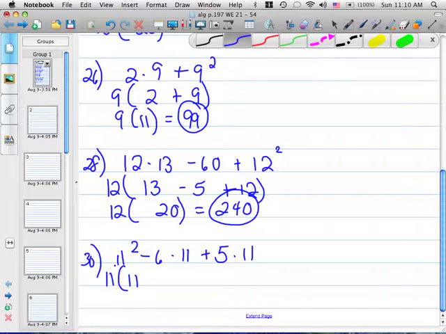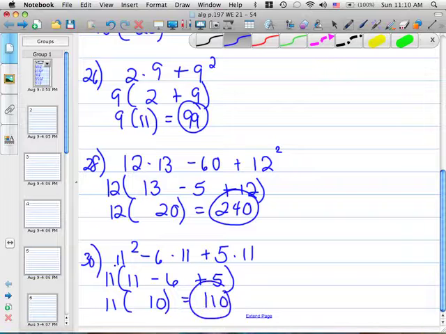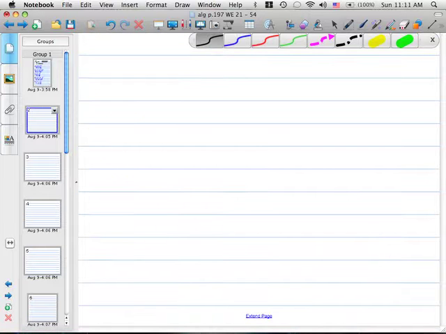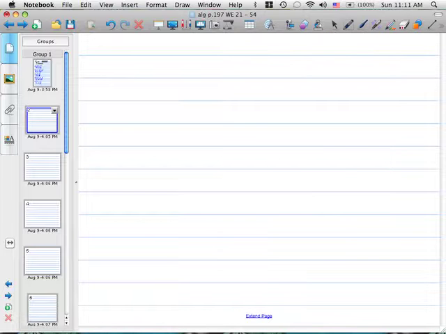Problem number 26, we have 2 times 9 plus 9 squared. Common factor is 9, take it out. To get back to the first one, we need a 2, and the second one, a 9. And 2 plus 9 is 11, and 11 times 9 is 99.